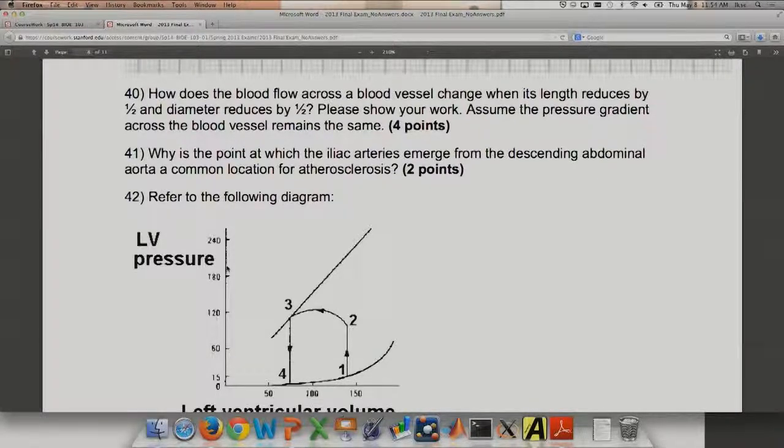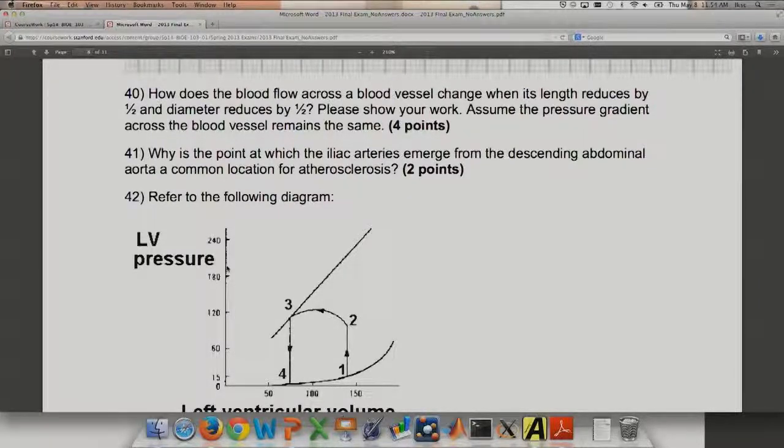So next one is, why is the point at which the iliac arteries emerge from the descending abdominal aorta a common location for atherosclerosis? I think I brushed over this because I gave that lecture, so I know I didn't cover this in full detail, but I remember telling you guys that aneurysms happen along bifurcations, and also the common sites of atherosclerosis are at the site of bifurcations. The iliac is like the major site of bifurcation at the aorta lower down because it's what supplies the lower extremities. So that's the reason, because it's a branching point. And branching points basically mean turbulent flow when you think of Reynolds number, and I think we spoke about that.